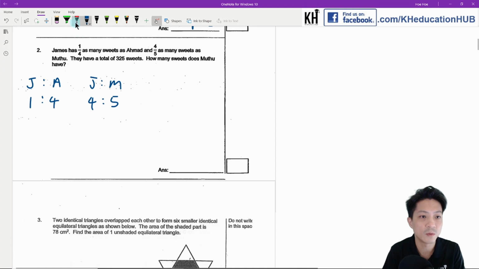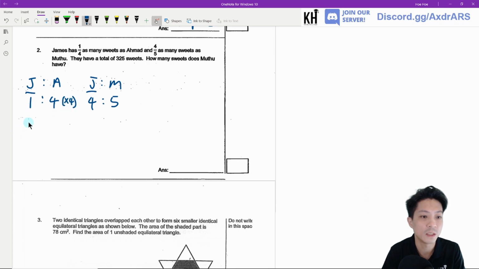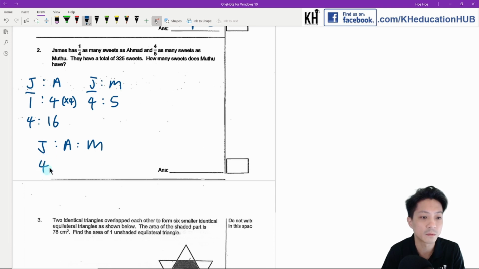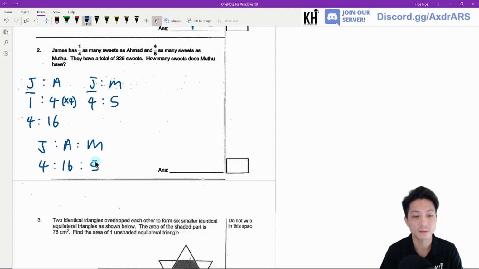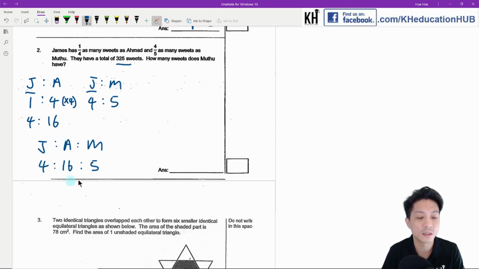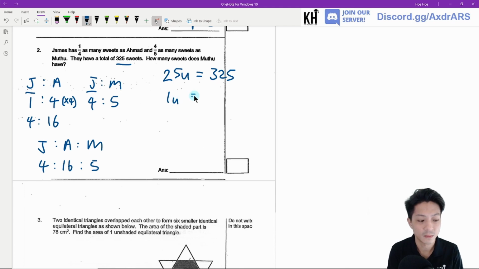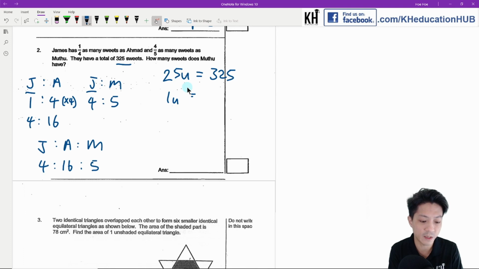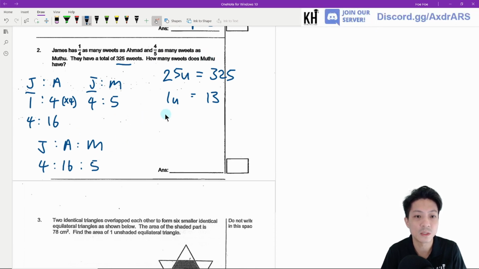Okay, in this case, the common subject would be James, right? So I will need to multiply by 4 to this, to get 4:16, which means that James to Ahmad to Mutu would be 4:16:5. If they have a total of 325 sweets, the total units, which is 16 plus 4 plus 5, would be 25 units, equal to 325. I'll be able to find what is 1 unit by using 325 divided by 25, which will give me 13. The question is asking for how many sweets Mutu has. So Mutu has 5 units, so 13 times 5 will give me 65.